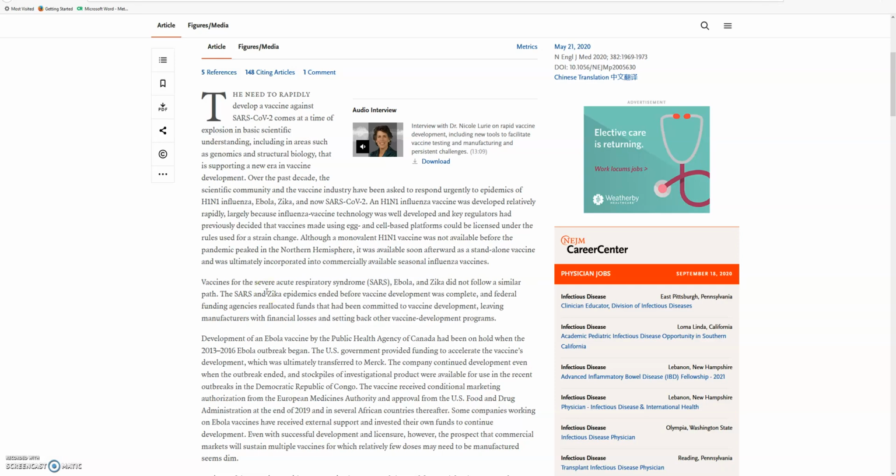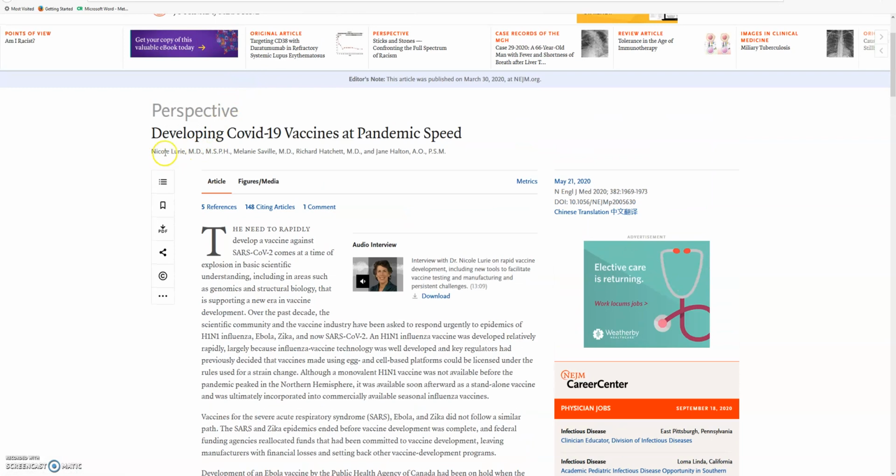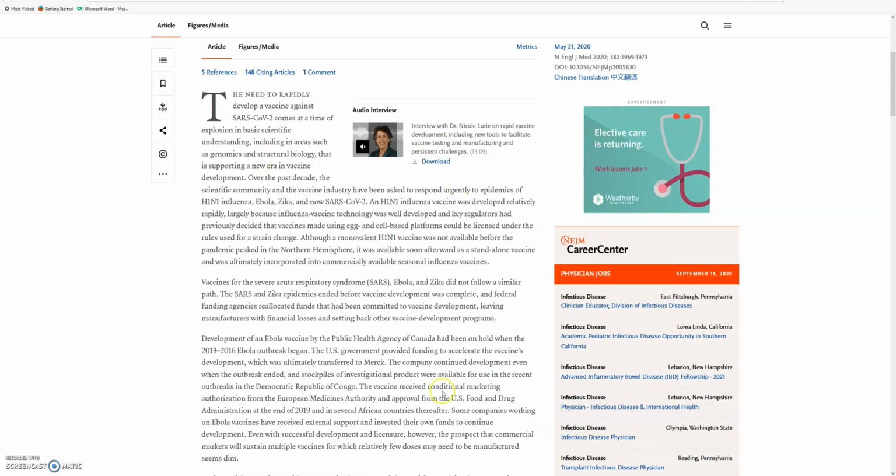then you would just write the author's name and the date. So the date is 2020, and then the author's name is Lurie. So you could have Lurie 2020. That would be the in-text citation for all of this.